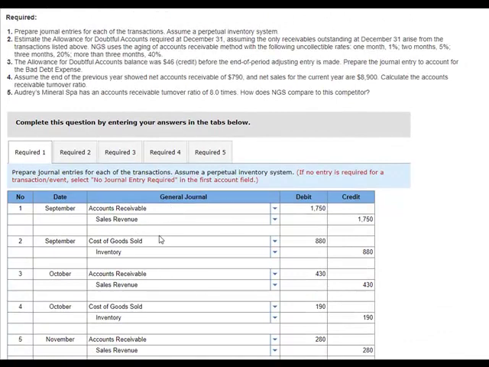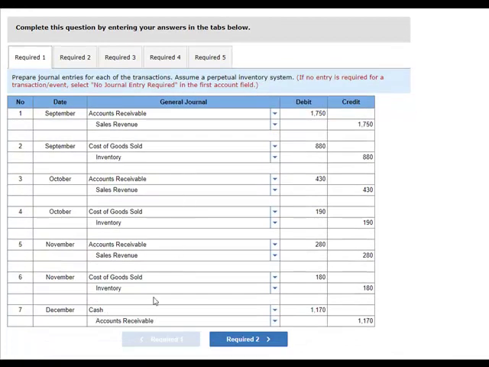And because this company uses the perpetual inventory system, that means you have to make 2 journal entries for every sale, one to record the sales revenue, and one to record the cost of sale. And so you're given all that information and you go ahead and make all those entries.